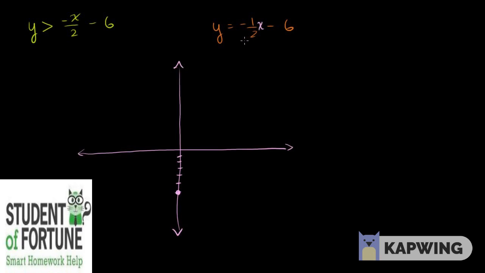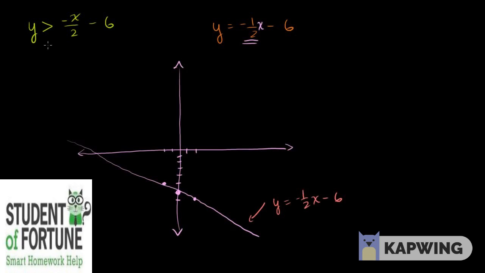So my slope is negative 1/2, which means when I go 2 to the right, I go down 1. If I go 2 to the left, if I go negative 2, I'm going to go up 1. So my line is going to look like this. That's my best attempt at drawing the line. So that's the line of y is equal to negative 1/2 x minus 6.